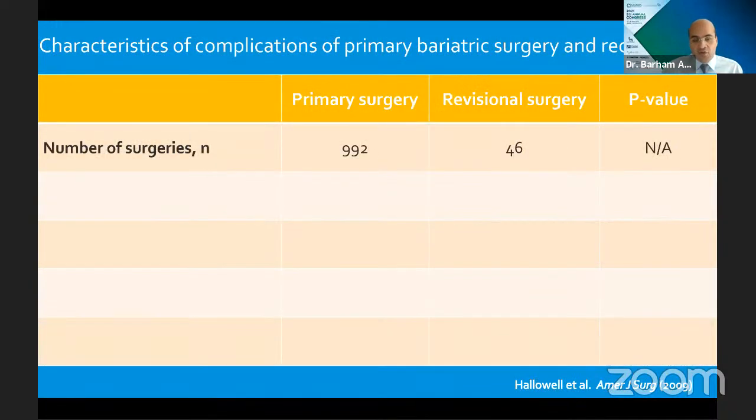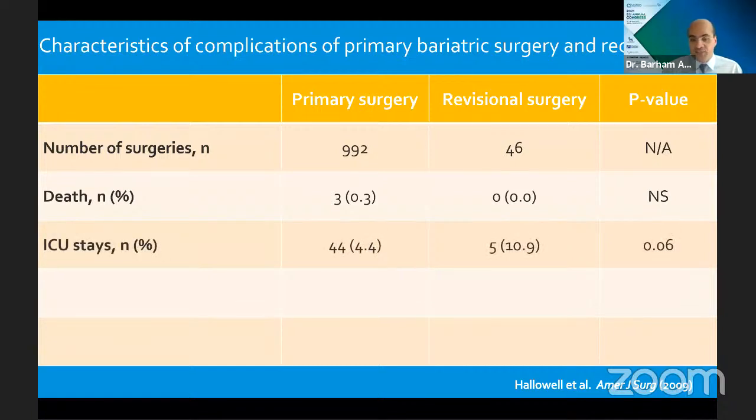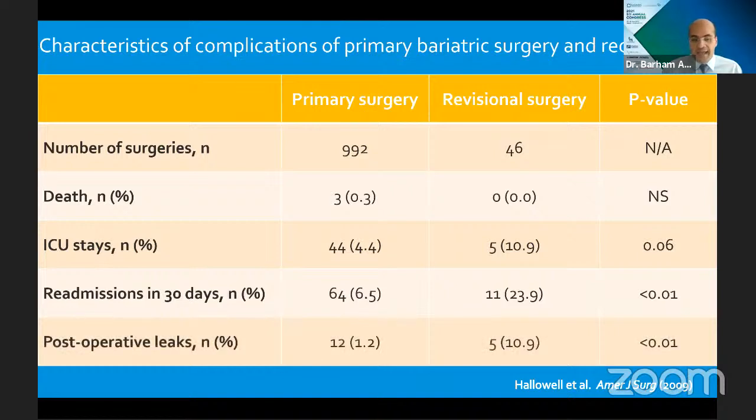This is a large cohort study that compared primary versus revisional Roux-en-Y gastric bypass. You could see that death is not different. However, ICU stay percentage is doubled. Readmission in 30 days is almost tripled, or more than tripled actually. And postoperative leaks, which is very important, went from a rate of 1.2% for the primary procedure to about 11% with the revision. So surgical revision is not a simple ordeal for the surgeons or the patient.